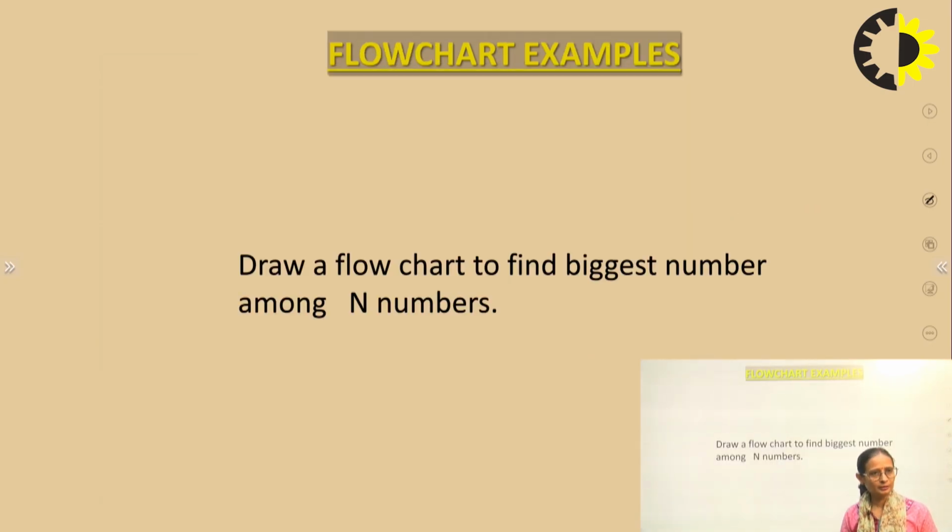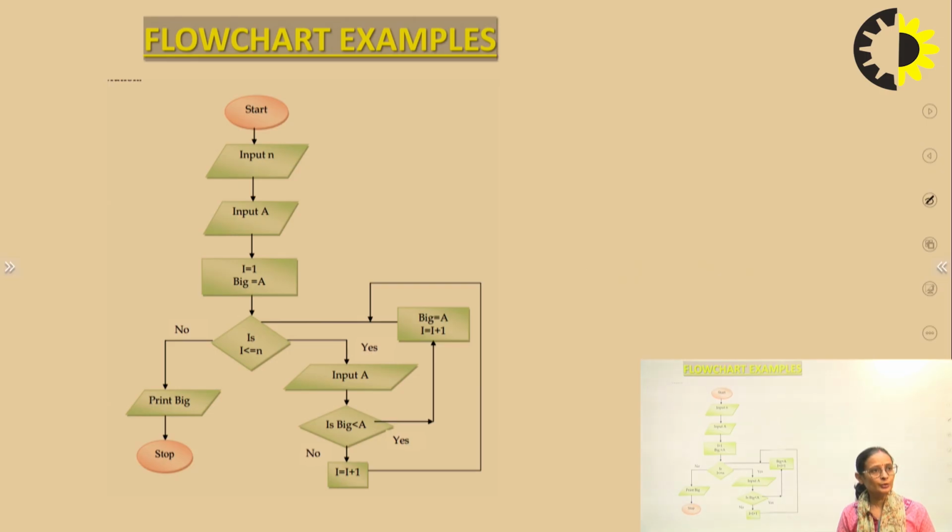Let's move to another sample. Draw a flow chart to find the biggest number among n numbers. Now I have a list of n numbers, and among those numbers I need to find which one is the biggest. So this is the logic. Input the number, that is how many numbers I want. Then input n. Then I will input a.